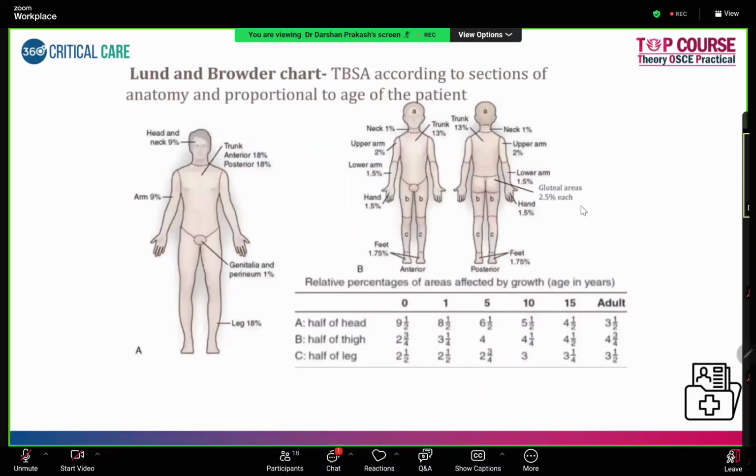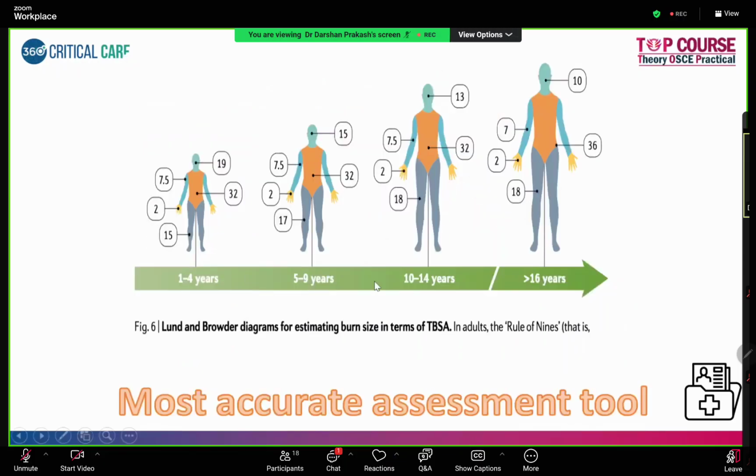Coming to the other types of categorization or calculation of the total body surface area of burns. Lund and Browder chart is the most commonly used after Wallace's rule of nine. Wallace's rule of nine is most popular and easy to use, that is why it is used. But if you see the accuracy of measurement, Lund and Browder chart usually gives a better understanding, because as the age progresses, the area of involvement would start getting changed. Unlike Wallace's rule of nine, here it takes into picture the age of the patient. Weightage for that particular area would be changing accordingly.